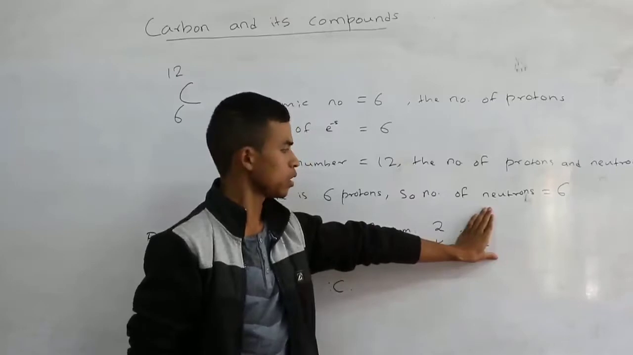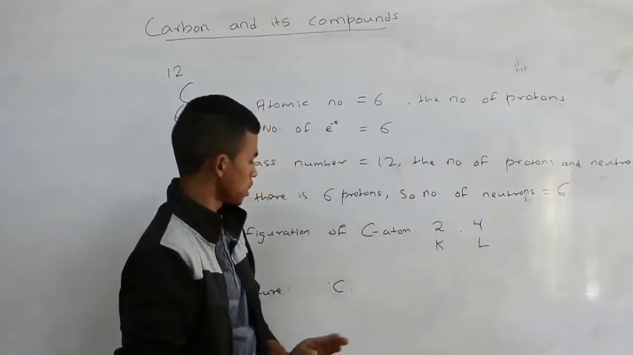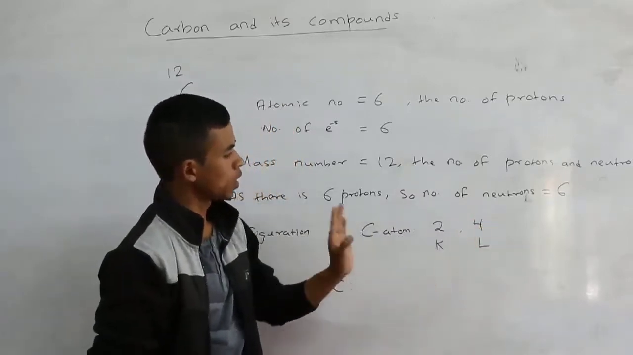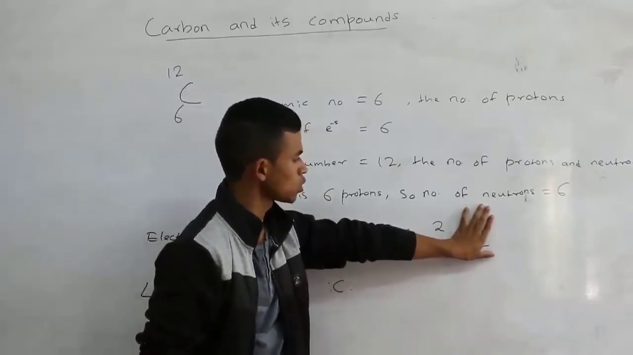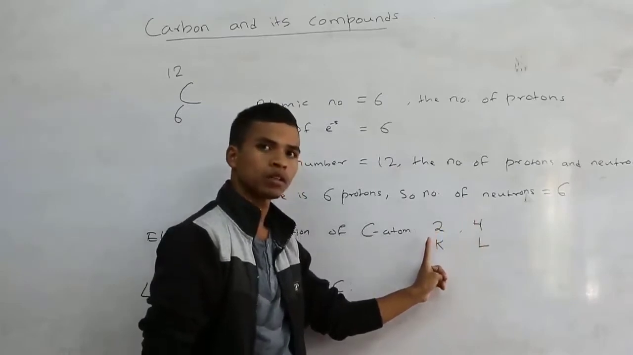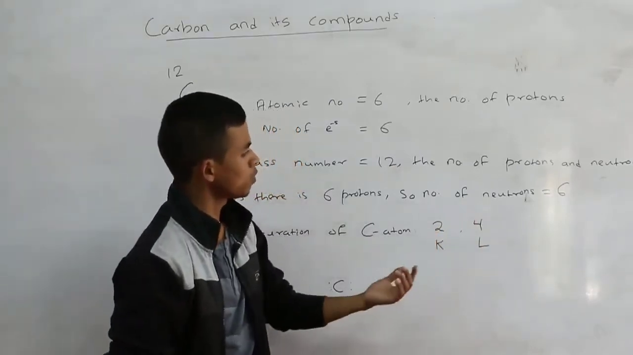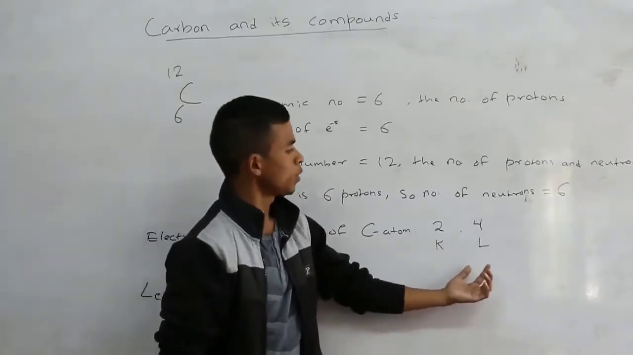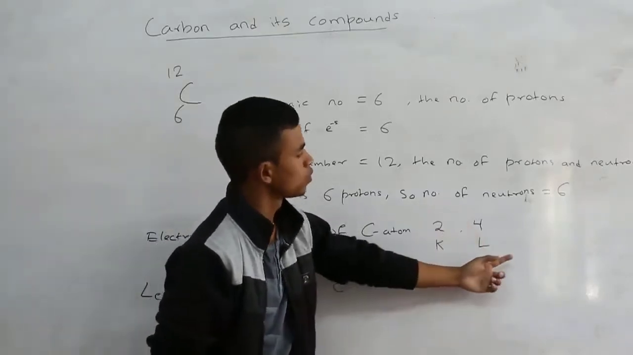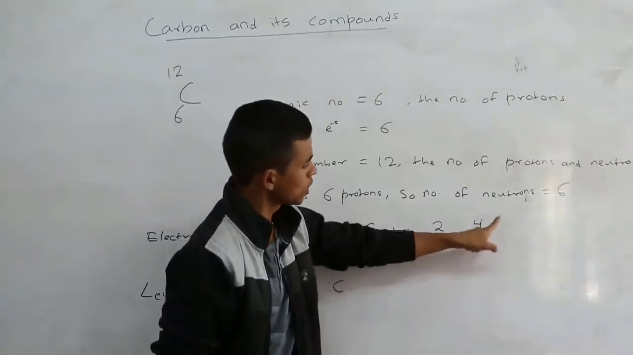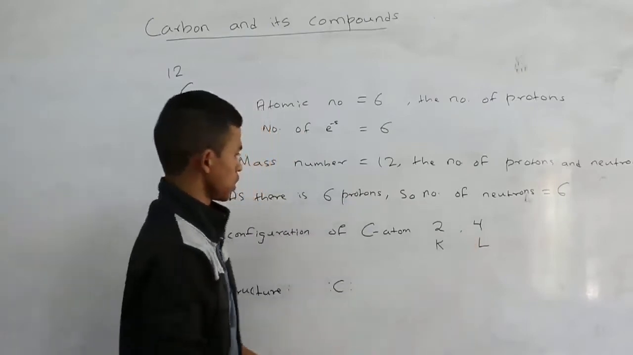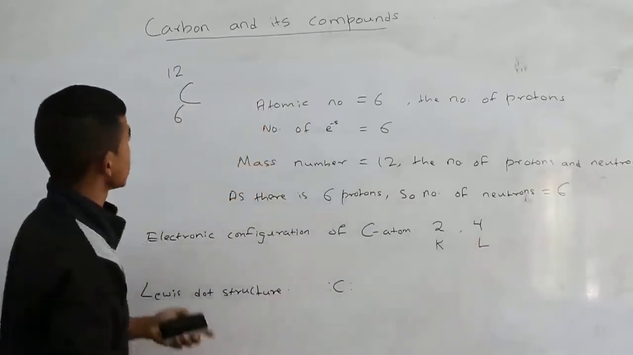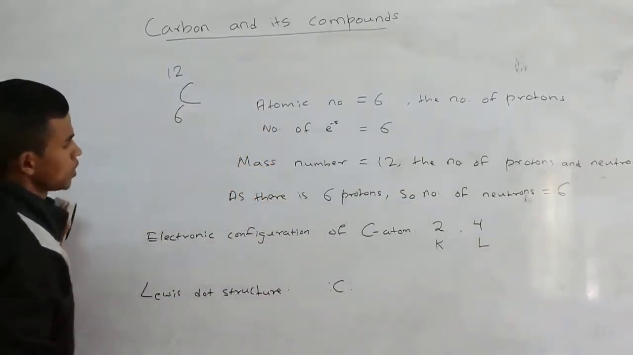But is that possible or not? Let us see whether it is possible for carbon to lose these 4 electrons so that it will have only 2 electrons and the duplet structure will be completed, or whether it is possible for carbon to accept 4 more electrons so that this shell will have 8 electrons. So let's have a look at these two cases.